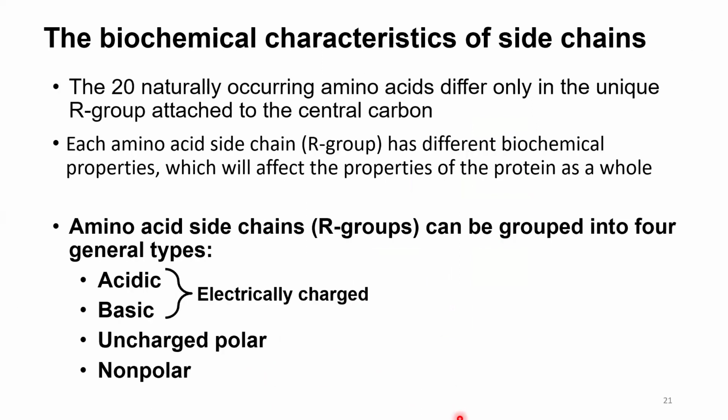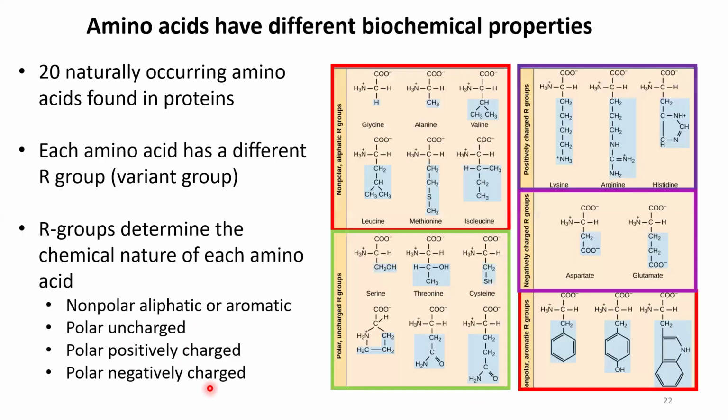So when we look at the biochemical characteristics of the side chains, these side chains are what makes them distinct from each other and how they end up affecting the properties of the proteins themselves. And these amino acid side chains can be grouped into 4 general types, including acidic and basic, which are electrically charged. Then there's uncharged polar and then non-polar side groups. So when you look at these amino acids, there are 20 amino acids like we've talked about.